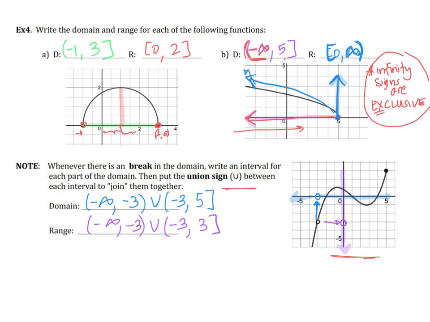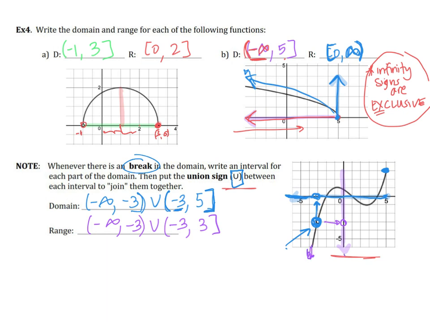Now this third one, whenever you have a break in the domain, so this open circle right here was a break, right? So we need to have this union symbol, which means or. So it's going to go from -infinity to -3, then it's an open circle, so I have to break because I'm excluding the -3, and then it continues from -3 until we get to 5. It's a closed circle, so I include the 5 because it's a closed circle at the end.